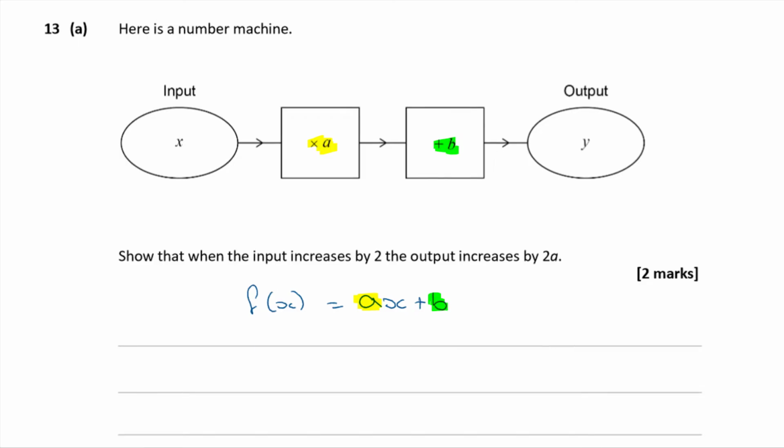Now if we want to increase the input by 2, then what I'm going to have to do is add 2 to x when I feed it in, isn't it? So rather than feeding it x, I'm going to feed it x plus 2.